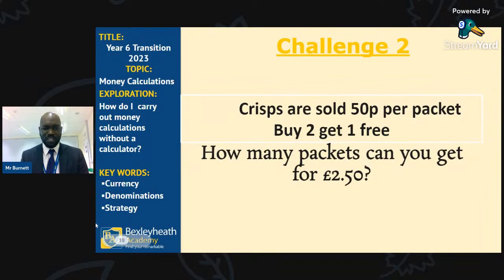Okay. Now, this here is our second challenge question, buying on deals. So crisps are sold at 50p per packet. You can buy 2 and get 1 free. So how many packets of crisps can you get for £2.50? Crisps are sold at 50p per packet on a deal of buy 2, get 1 free. How many packets can you get for £2.50?